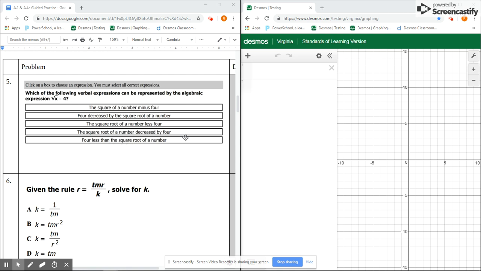Okay, so this is 8.1 and 8.4C guided practice. This is page number 2. We'll go through problems 5, 6, 7, and 8. So first, number 5. Click on a box to choose an expression.